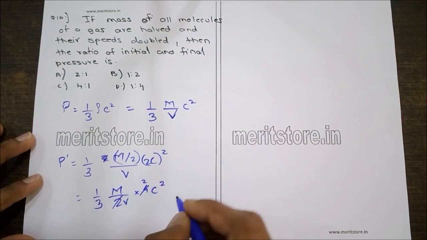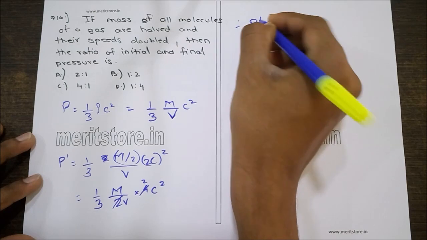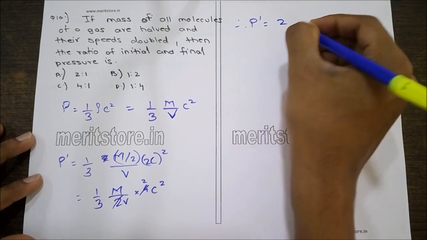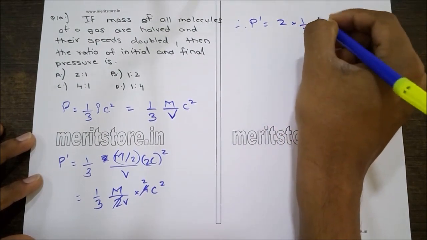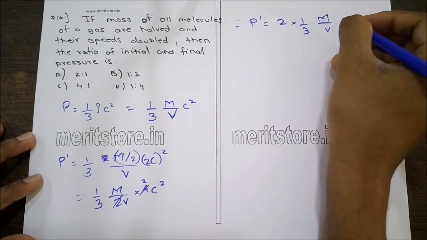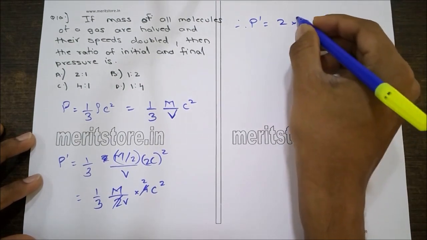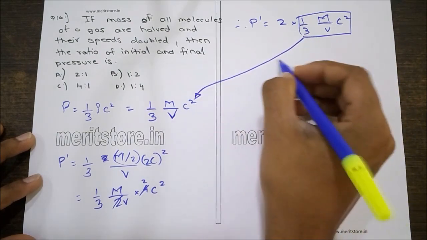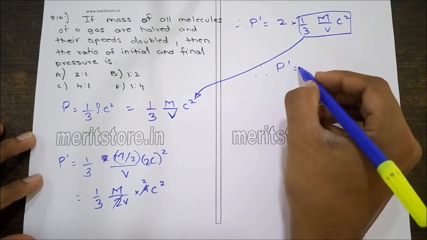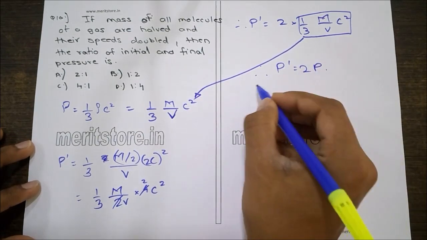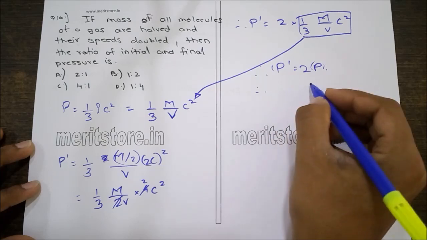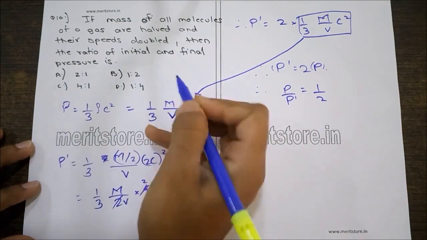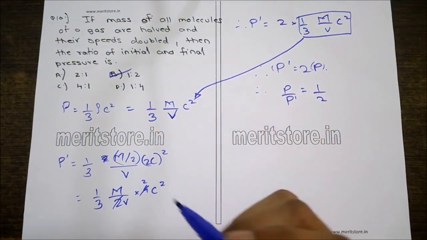So this cancels out as 2, therefore P dash is equal to 2 times 1 by 3 m upon V into C square. This and this is the same, so therefore P dash is equal to 2 times P. So for the initial pressure and the final pressure, the ratio of P upon P dash is 1 upon 2, hence option B is the correct answer.